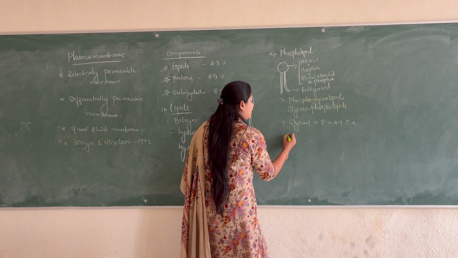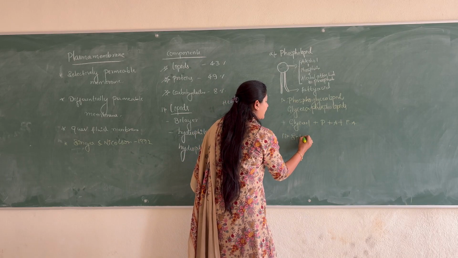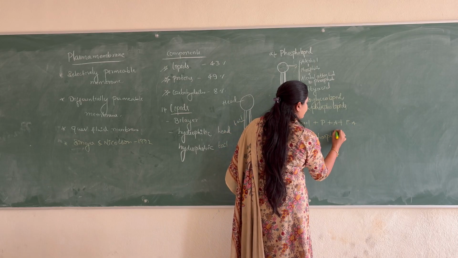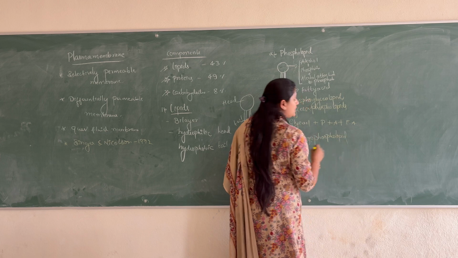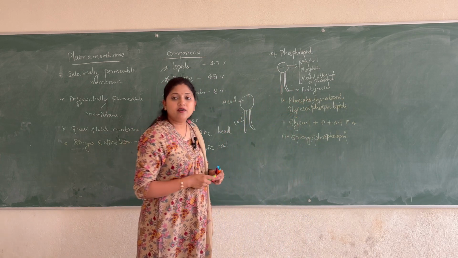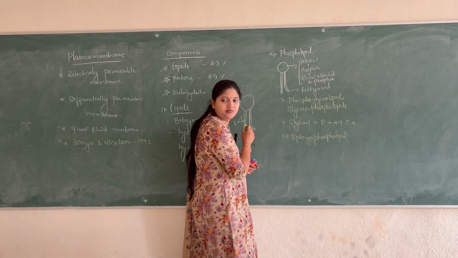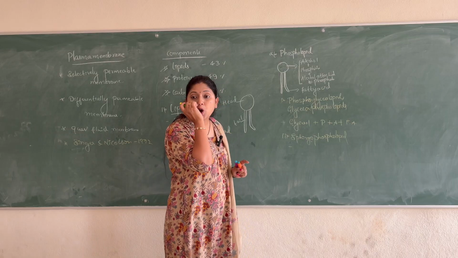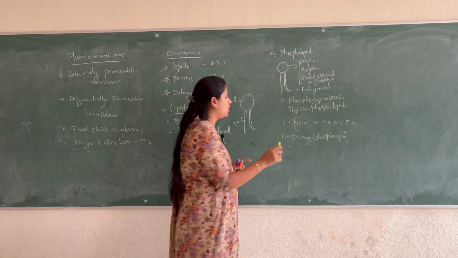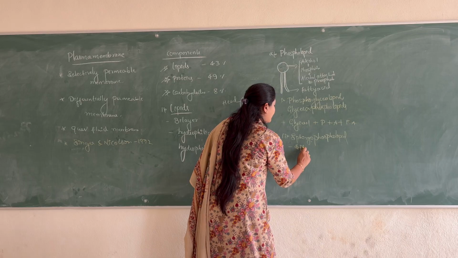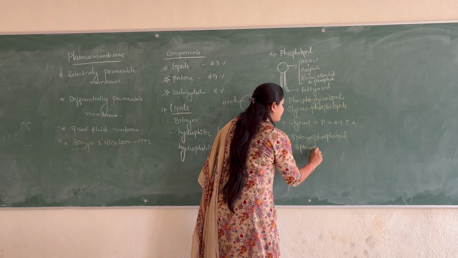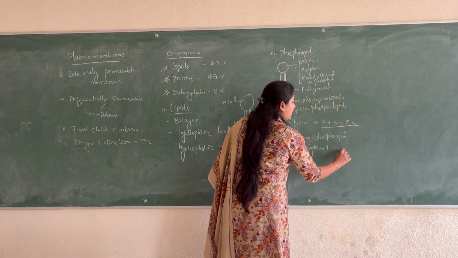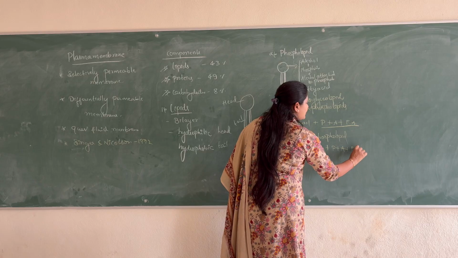The second type of phospholipid is sphingophospholipid. Now, instead of the glycerol, there is an amino alcohol present. The name of the amino alcohol is sphingosine. Sphingosine plus again the same three components, phosphate plus alcohol plus fatty acids.